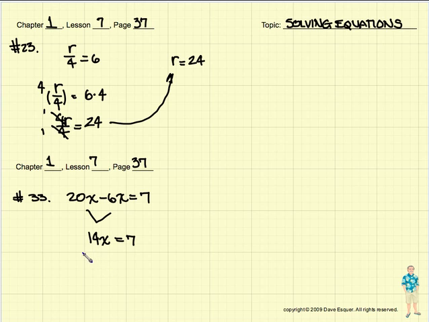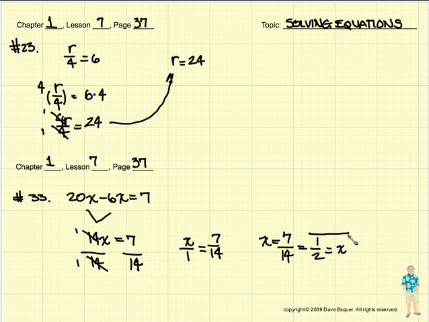If we wanted to solve this equation, we could divide both sides by 14. We would end up with 14 divided by 14 is 1 over 1. 1 times x is x. x divided by 1 is just plain old x. So x over 1 is equal to 7 over 14. We can rewrite that as x is equal to 7/14. And you know that 7/14 is the same as 1/2. So our final answer turns out to be x is equal to 1/2.